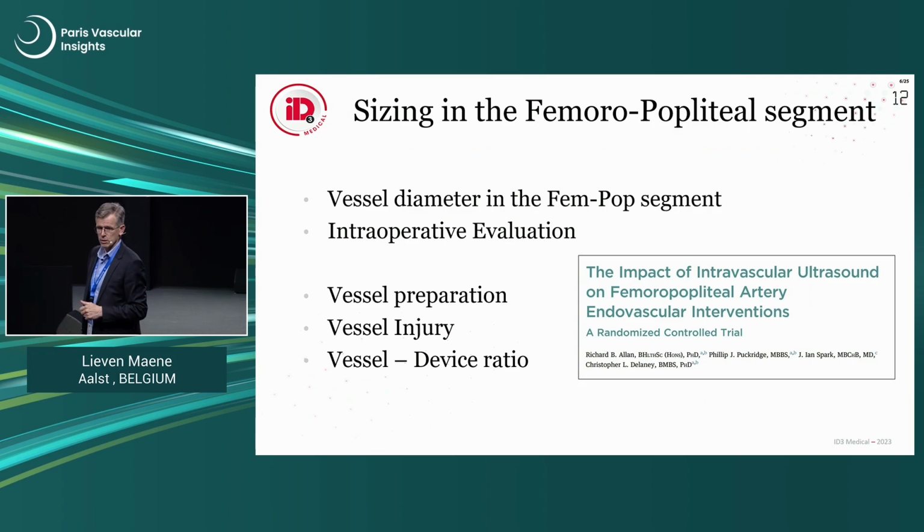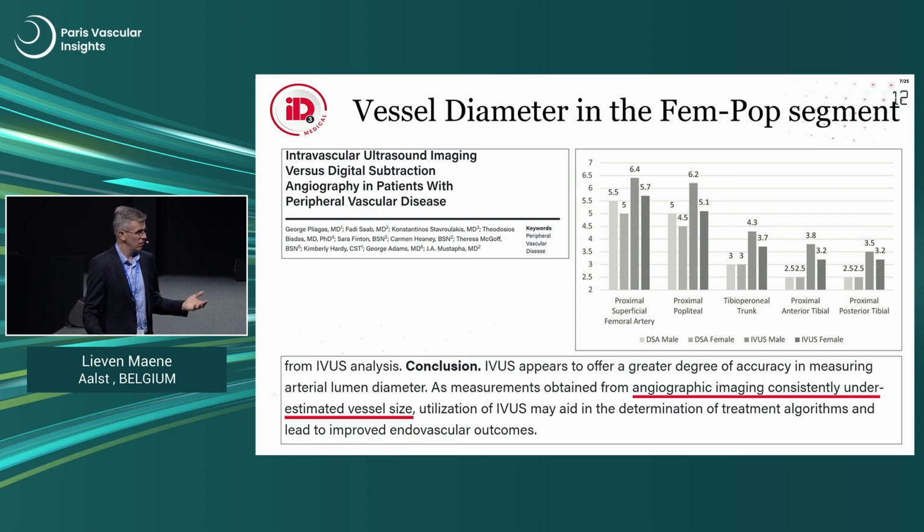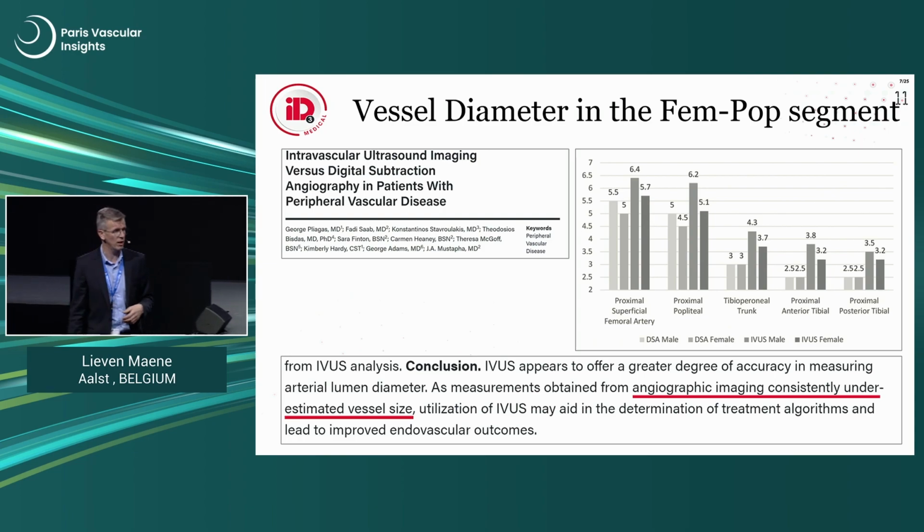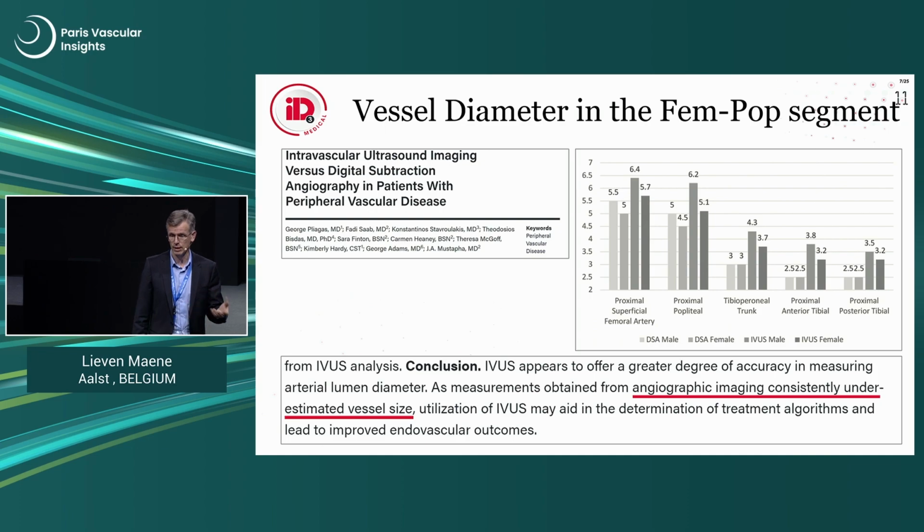Well, sizing. I think this afternoon we already heard about IVUS, and I think Fanelli will even talk more about IVUS and its importance. So vessel sizing and the diameter is very important. Intraoperative evaluation is important because then we can potentially change some vessel prep and tactics, the injury, and the vessel device ratio. Although I'm not an IVUS user, we know that with angiography we definitely do not have all the information available that we need. There's definitely a discrepancy between the sizing in IVUS and angiography.